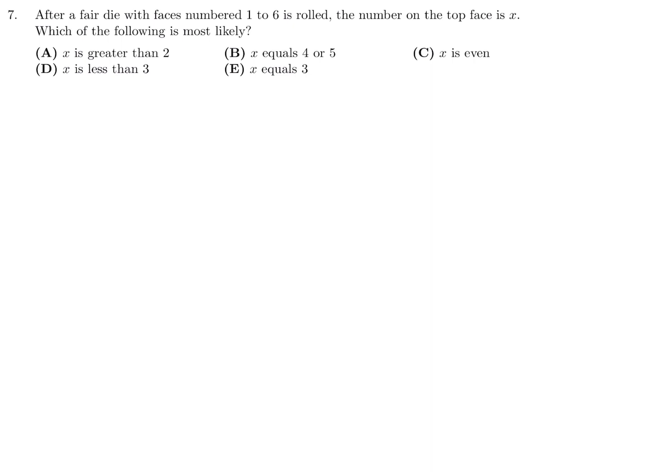A fair die with faces numbered 1 through 6 is rolled. The number on the top face is X. Which of the following is most likely? So we have 1, 2, 3, 4, 5, and 6. We have those numbers. Let's go through each of these one at a time. A, greater than 2. Well, there's 4 numbers greater than 2, so that probability is 4 out of 6. B, X equals 4 or 5. Well, 4 or 5 is 2 numbers out of the 6, so the probability of that is 2/6.